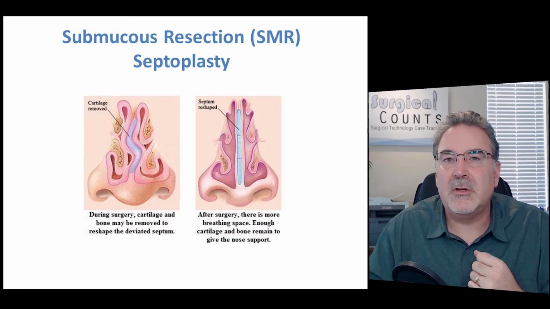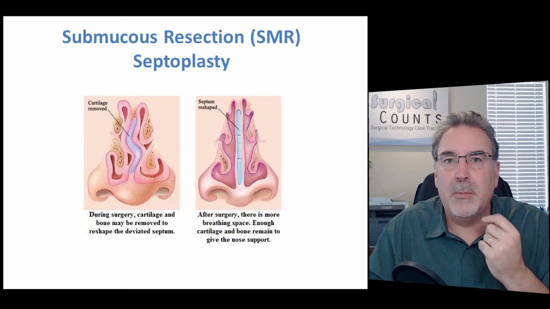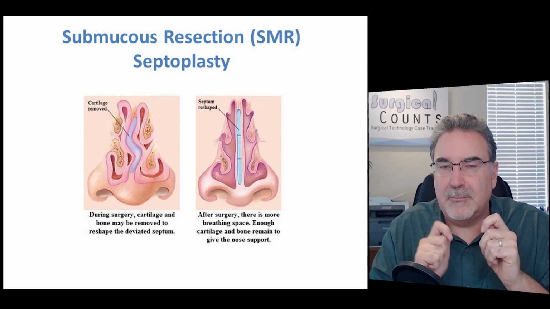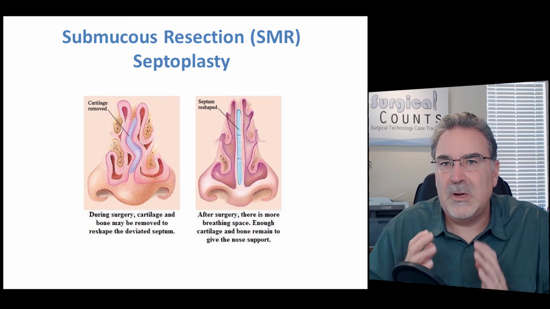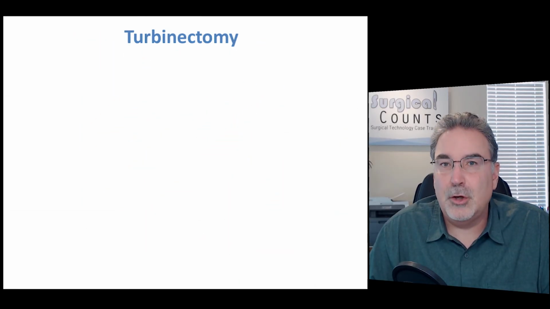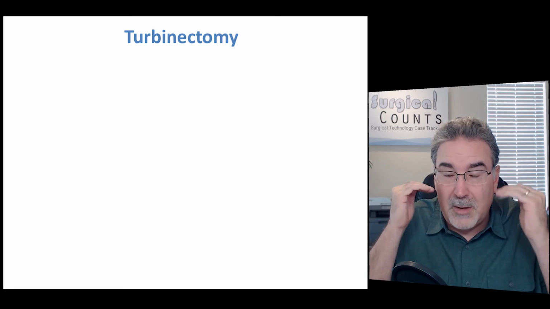This surgery is usually done through the openings of the nose called the nares. So the nares are the openings of the nose. The surgeon will go in there, usually break that septum with a little snap, and then realign it in its proper place.